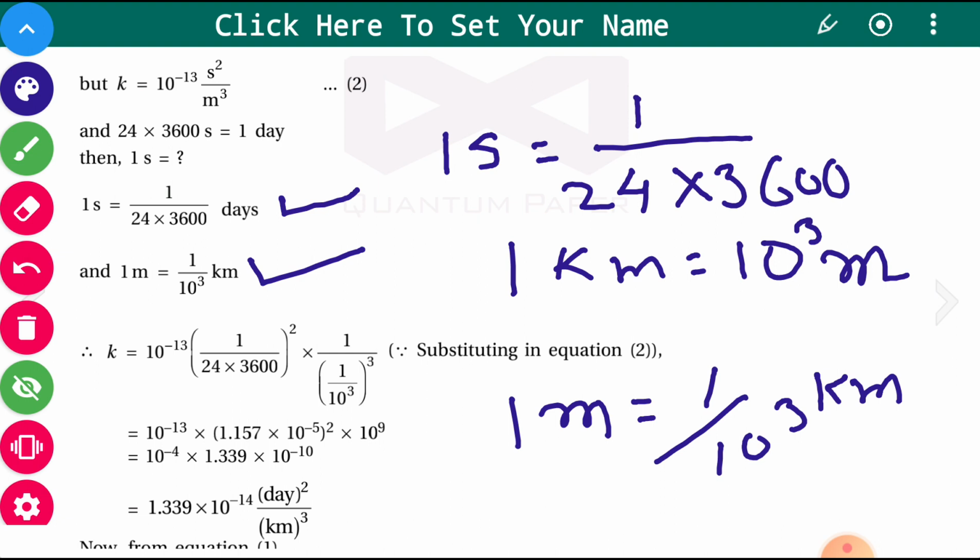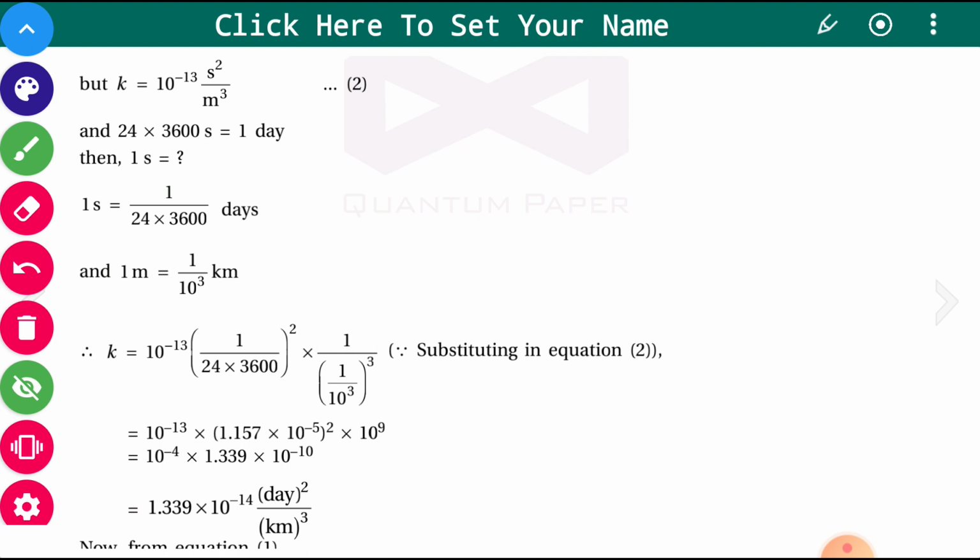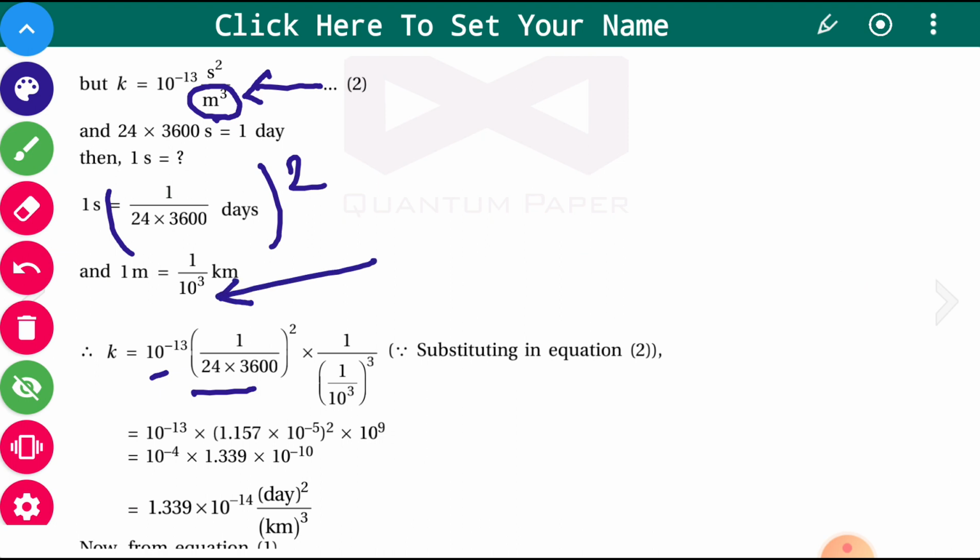Now the value of k is given. The value of k is 10 to the power minus 13. Now second square, so this has to be squared. Now meter cube is in the denominator, so this has to be taken in the denominator, and then we have to take the cube of it. So it is taken in the denominator, 1 upon 10 raised to 3, and the cube is taken.